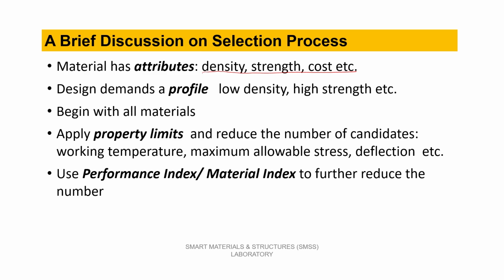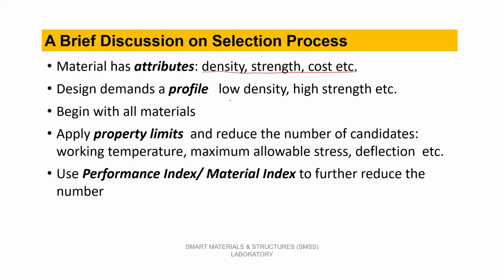Now, for any product design, there is always a profile that is involved. That profile essentially tells us that out of many possibilities, which attributes are most significant and what should be the specifications on them, like what should be the density. Low density means what exactly would be the density range that is approved. Then what should be the strength, whether it is high strength, low strength, and all these things.